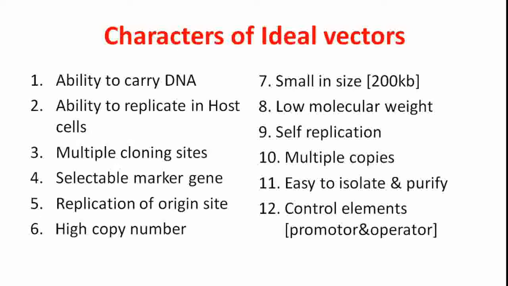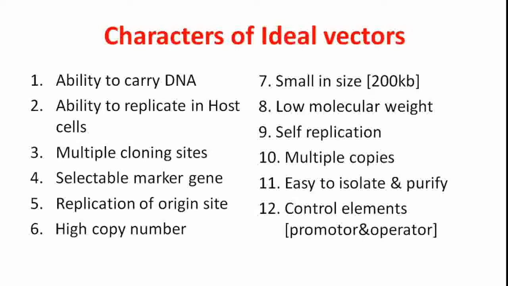We have different cloning vectors used widely in genetic engineering. Before selecting a cloning vector, that vector must have the following characters. The first one is that every cloning vector must have an ability to carry the DNA. It should have the ability to transfer the DNA into the host cell. That is the first and foremost character. The second important character is self-replication. It should be able to replicate on its own in the host cell.